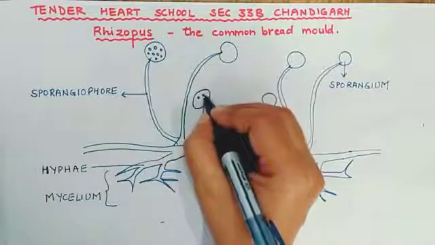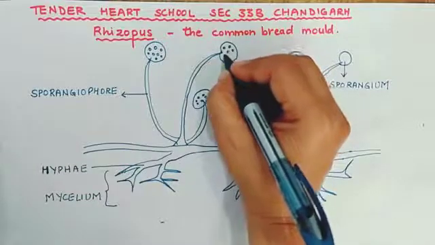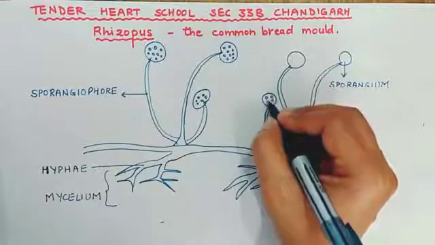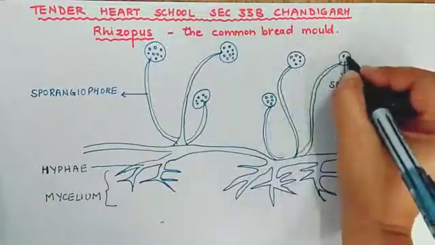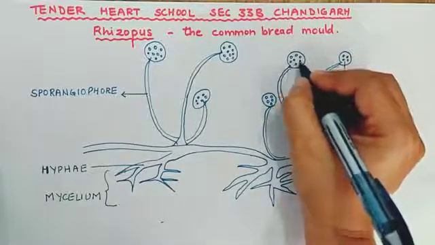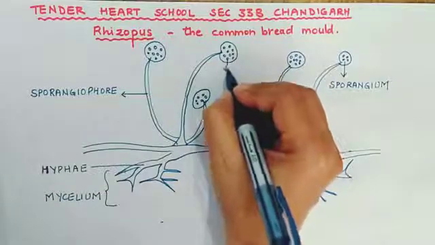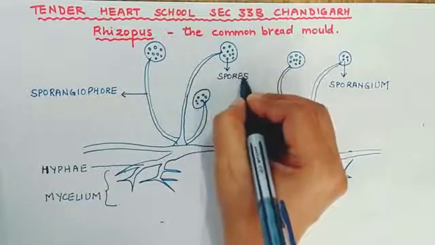So inside the sporangium, the spores of Rhizopus, spores of this bread mold are present, right? So these are the spores.